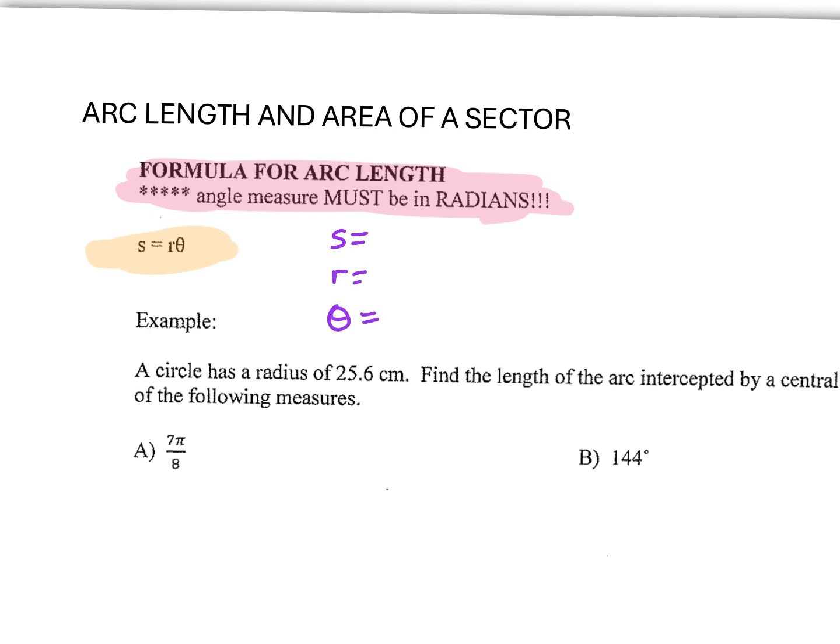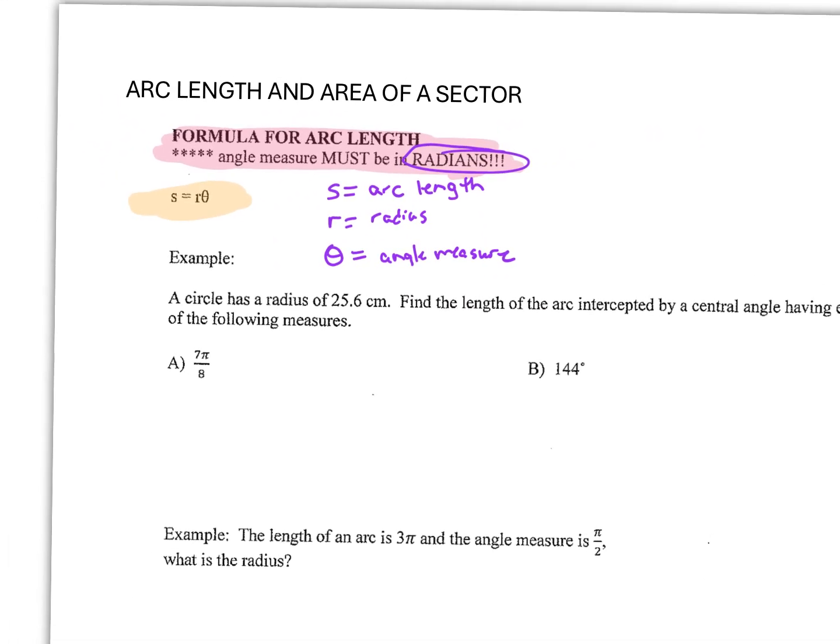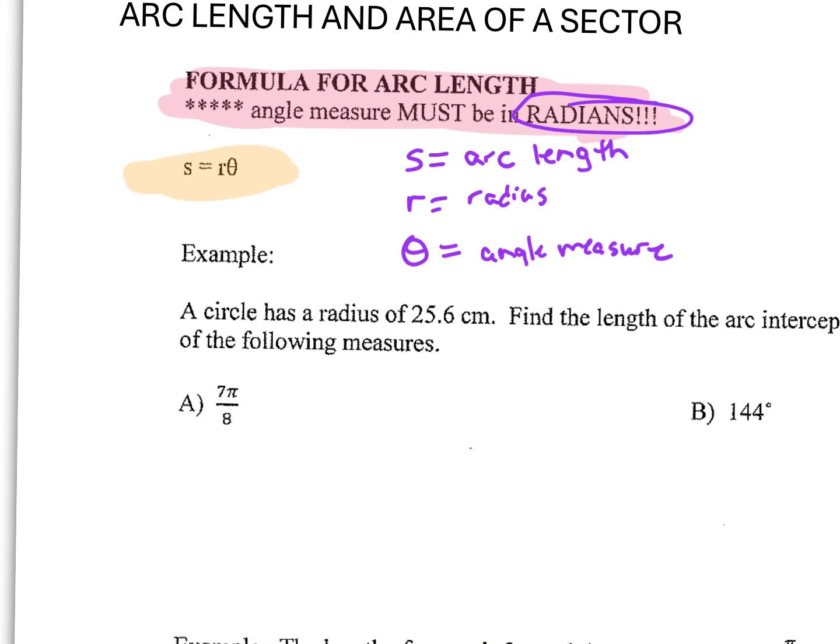I do not know why they use S to represent arc length, but that's what we are using to represent arc length, just that S. The R is obviously the radius, and then the theta is our angle measure. And remember, it has to be in radians. Right? Okay.